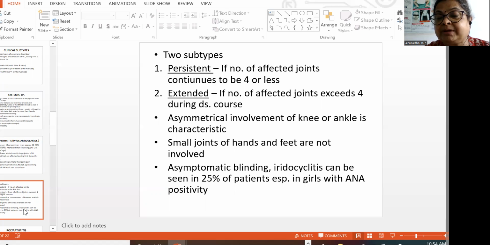Asymmetrical involvement of the knee or ankle is characteristic. The small joints of hands and feet are not involved; they are usually free. Asymptomatic iridocyclitis can be seen in 25% of patients, especially in girls with ANA positivity, and can lead to blindness. So eye involvement may be there. There can be blindness also.